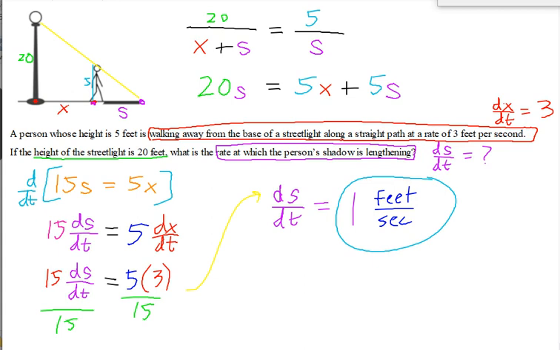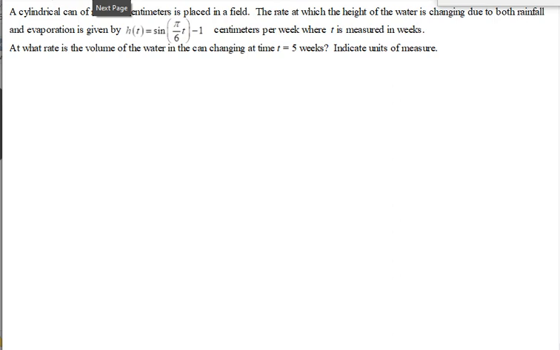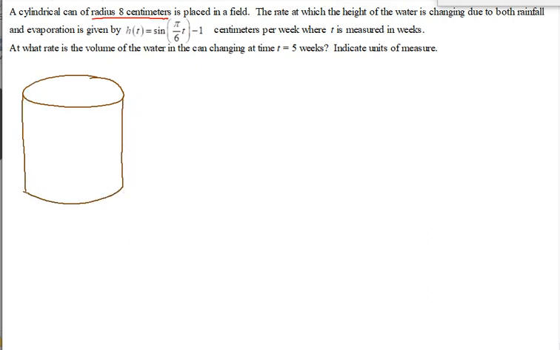All right, let's take a look at the next example here. So this one says a cylindrical can of radius 8 centimeters. So let's go ahead and draw that here. There's our cylindrical can. The radius is 8. It's placed in the field. The rate at which the height of the water is changing due to both rainfall and evaporation is given by h'(t). Okay. And notice the units are centimeters per week. That's another clue. It's a rate or derivative.